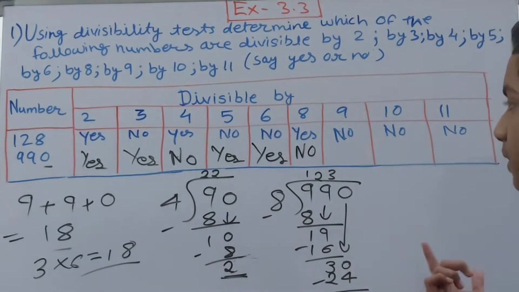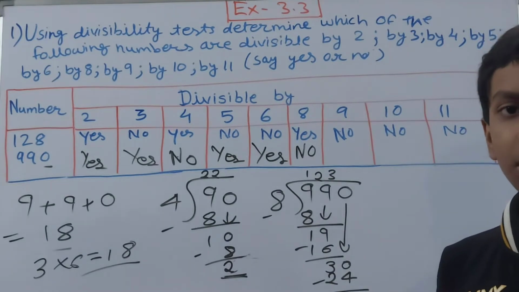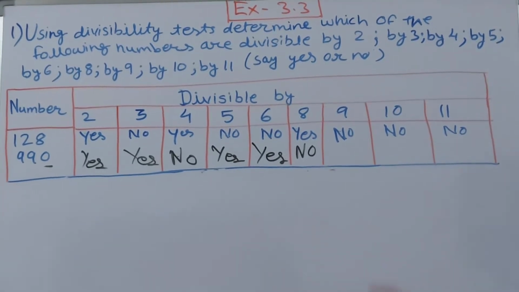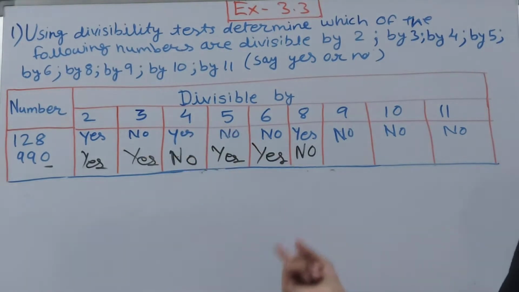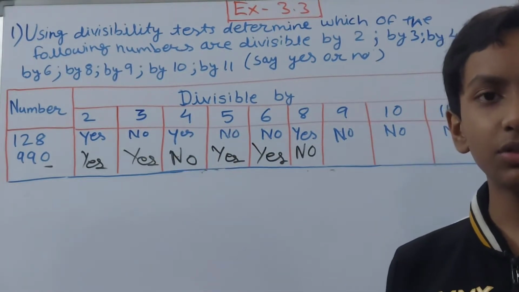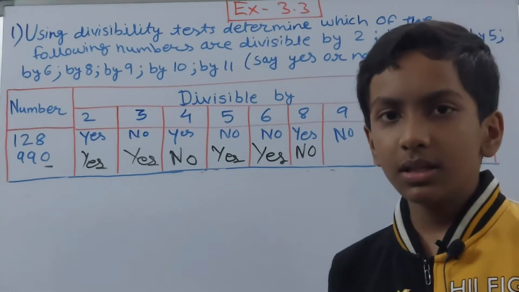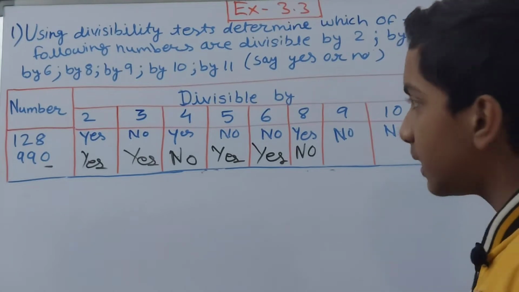Then we have 9. Now for 9 as well we have to do the same thing we did for 3. Add the digits and sum the digits of the number. If the sum of the digits is a multiple of 9, then the number is divisible by 9. If it is not, then it is not divisible by 9.